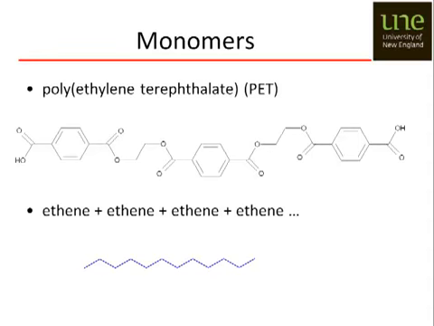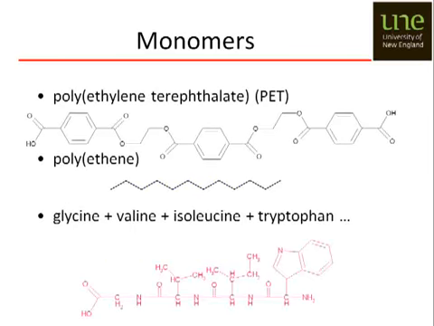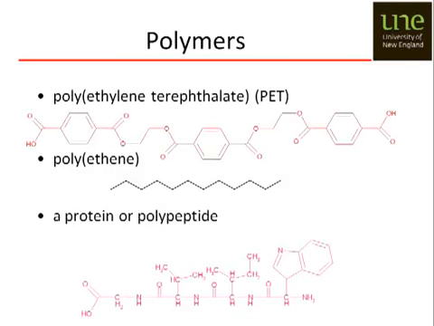Or you could take ethene plus ethene plus ethene plus ethene, and I think I have about 7 of them there. That'll give you polyethene, and you can take a whole bunch of different amino acids, put them together, and that will give you a polypeptide. The word protein, I guess, is an older word than polypeptide, which doesn't reflect its polymeric nature.